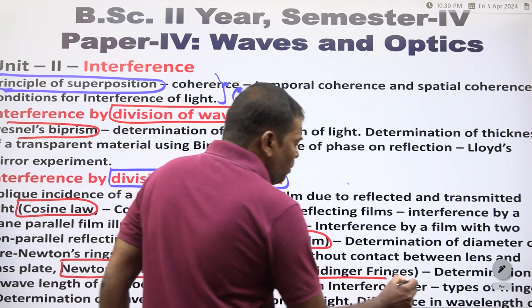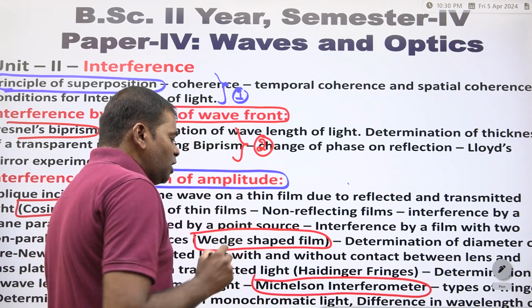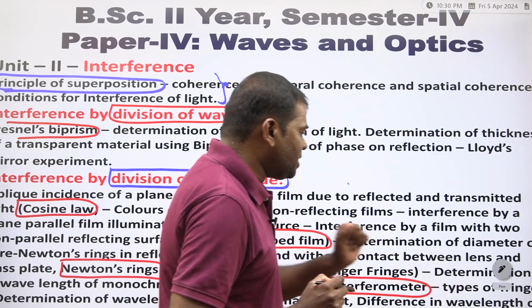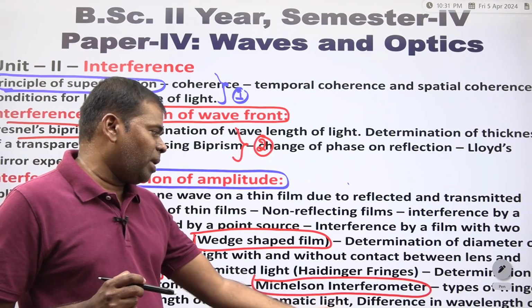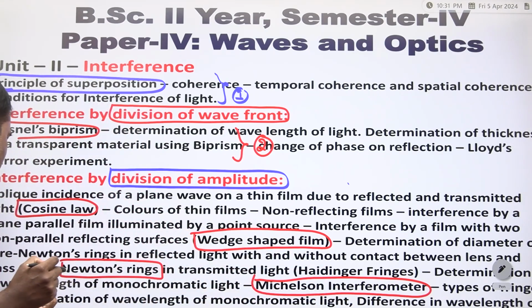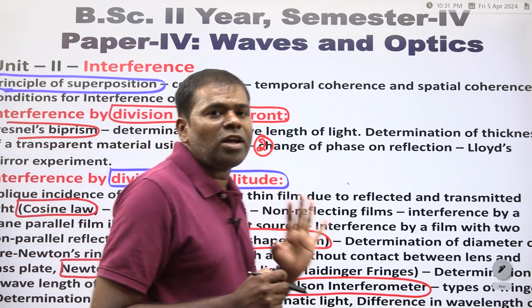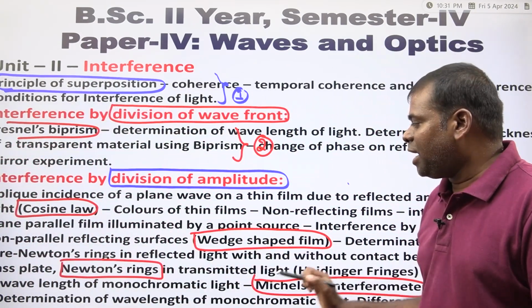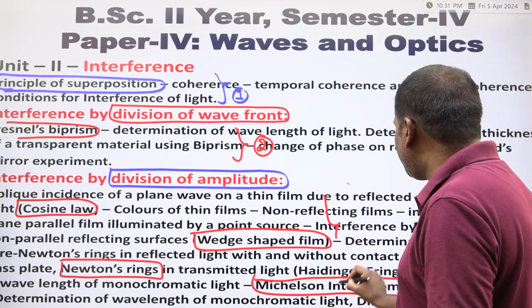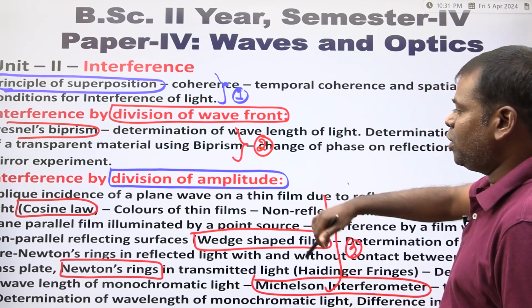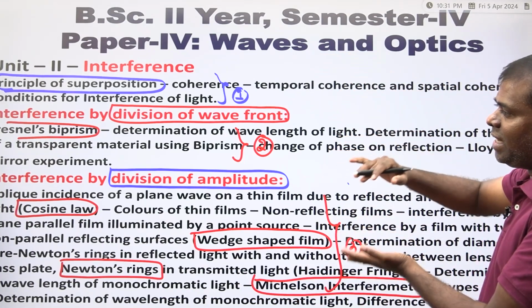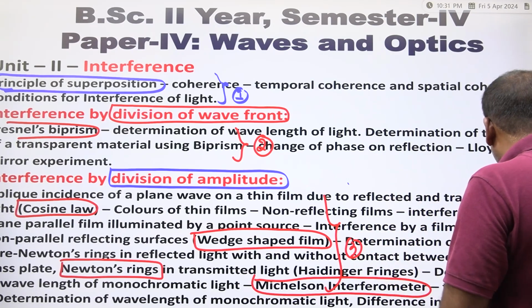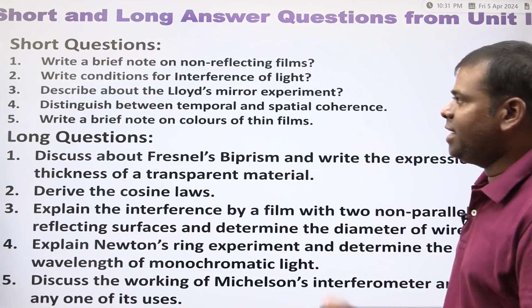Next one is the Michelson interferometer. In the Michelson interferometer: types of fringes, determination of the wavelength of monochromatic light, difference in wavelengths, that is the sodium D1, D2 lines, and thickness of a thin transparent plate. This is the syllabus. This one is the third part in the second unit. It is a little bit big unit. You cannot read it within 2-3 days. You have to exercise it, then only you will get a good idea.